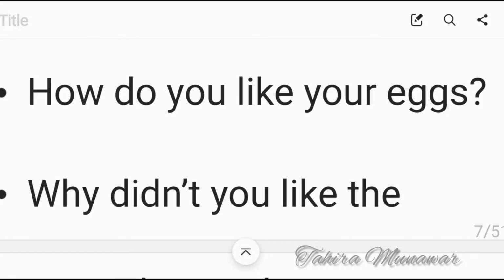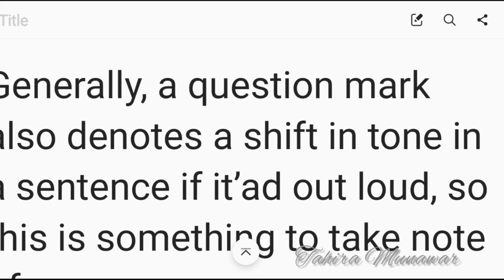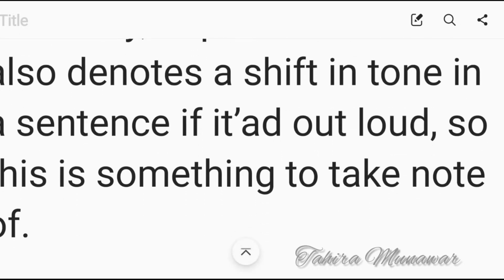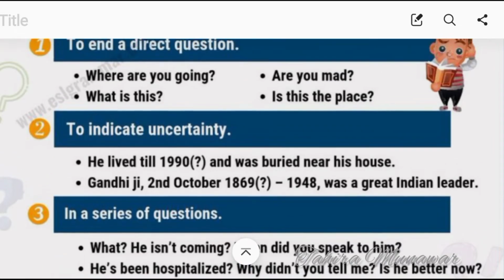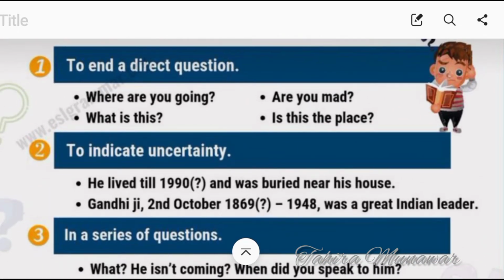How do you like your eggs? You are asking a question. You are seeking information. Why didn't you like the movie last night? Generally, a question mark also denotes a shift in tone in a sentence if it is read out loud. So look, we are having a quick review of the use of question mark. It is to end a direct question.